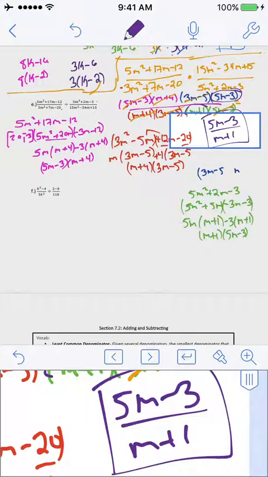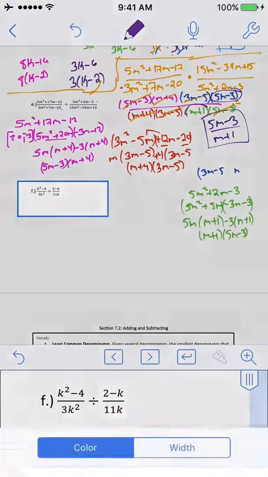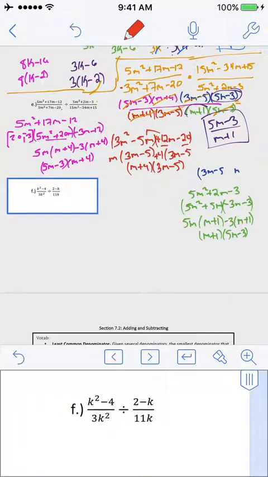Just long, that's all. All you need to do is drink a Red Bull and you'll be able to do it. Alright, one more. Let's try one more. I have k squared minus 4 over 3k squared divided by 2 minus k over 11k.